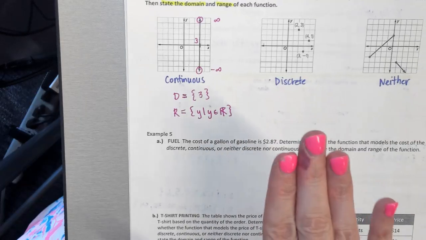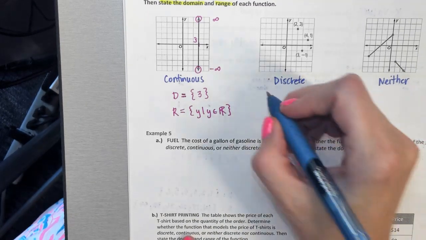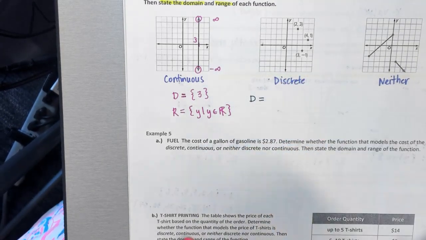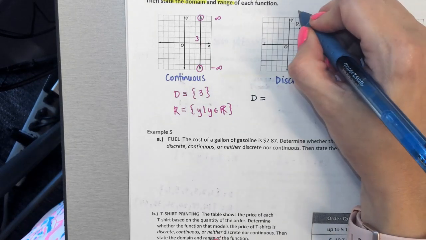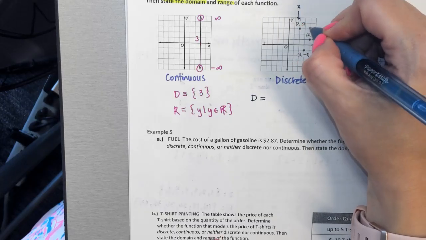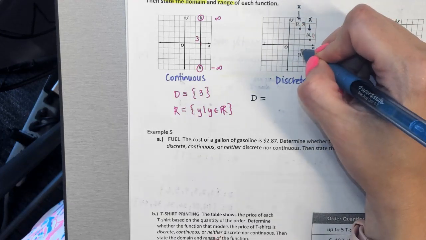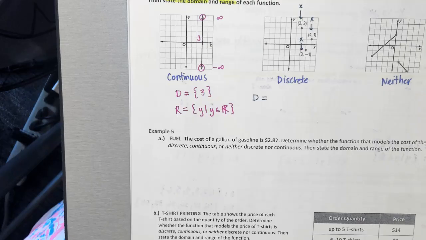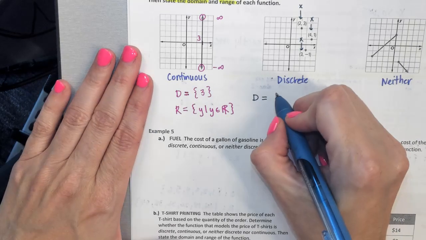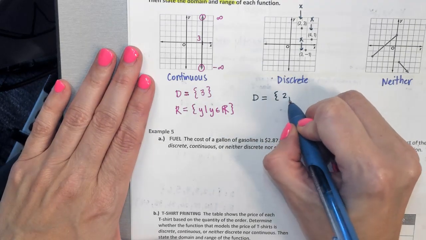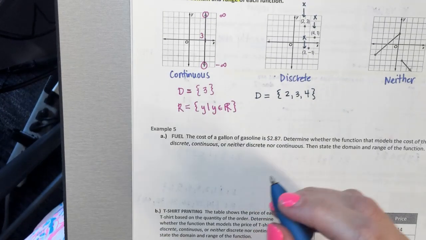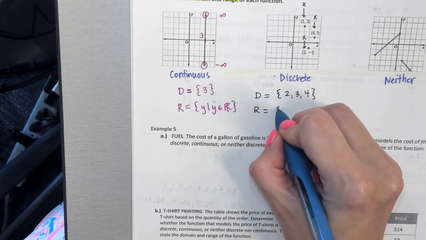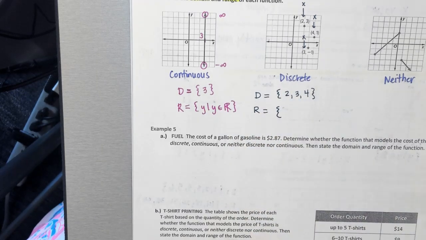Okay, for the discrete, for the domain, because these are points, the domain is just the x values of each point. So this is your x value, this is your x value, this is your x value. And again, we just try to put those in numerical order. So we're going to list them 2, 3, 4. And then we're going to do the same thing with the range, except we're going to be looking for those y values.